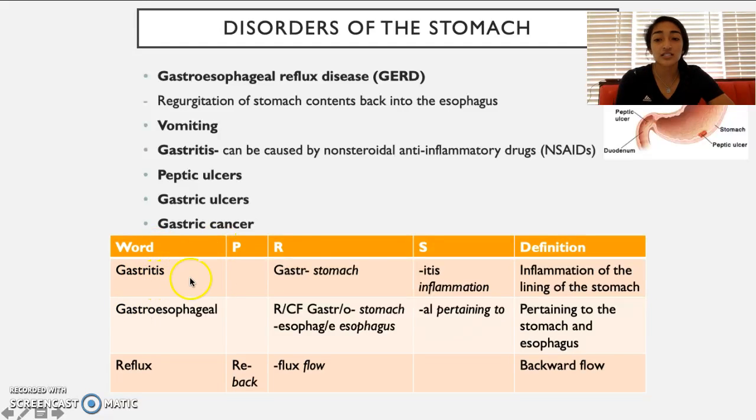The word gastritis, broken down, the root gastr meaning stomach, and the suffix itis meaning inflammation. The definition, inflammation of the lining of the stomach. Gastroesophageal, the root combining form gastro meaning stomach and esophage meaning esophagus. The suffix al meaning pertaining to, the definition pertaining to the stomach and esophagus. Reflux, the prefix re meaning back and the root flux meaning flow, which the definition is just backward flow.